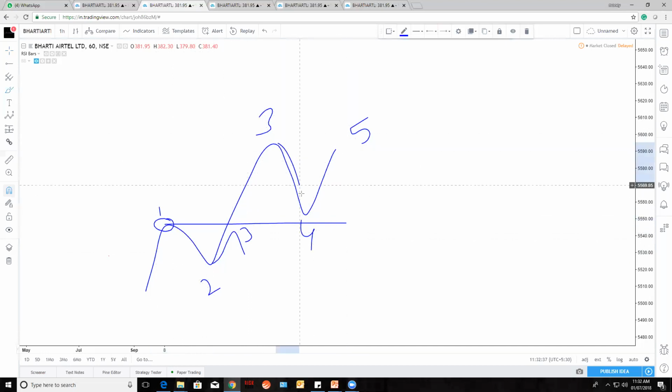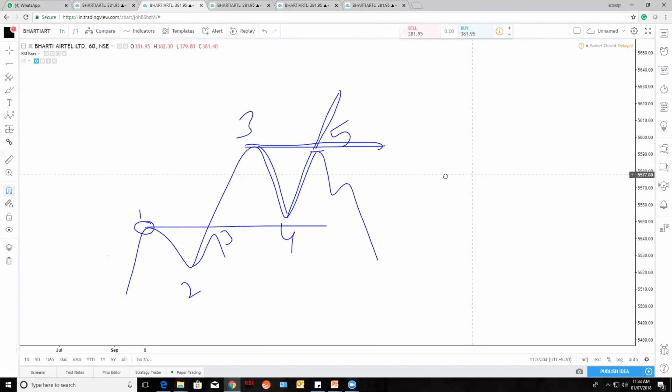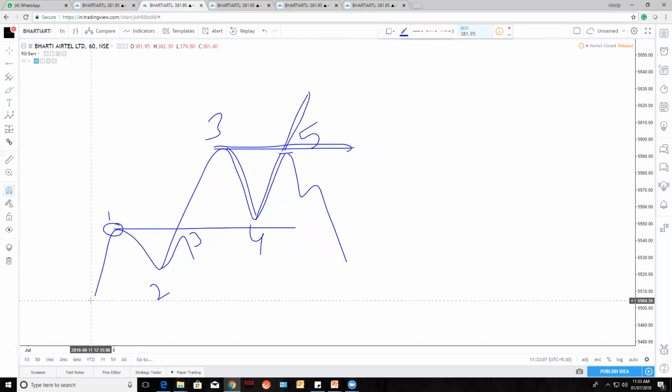For the fifth wave, they didn't say that it cannot go, or that it should go more than the third. They haven't said anything, right? So here it can go more than the third wave, or it may retrace and come down before reaching the high of the third. Getting my point? Once again, let's say this is 0, 1, 2. This is the third wave. The third wave should always end beyond wave 1.